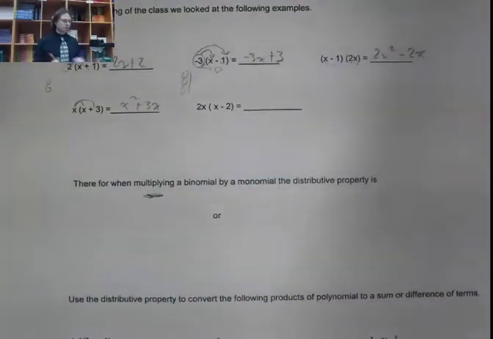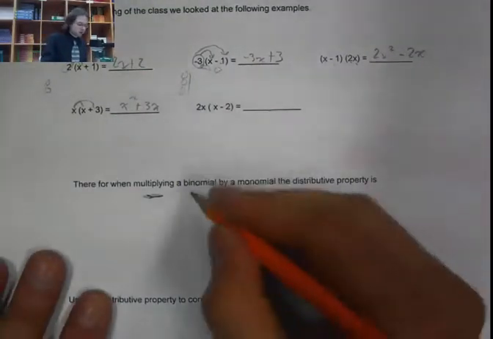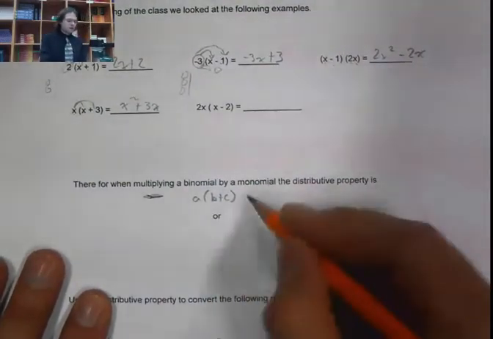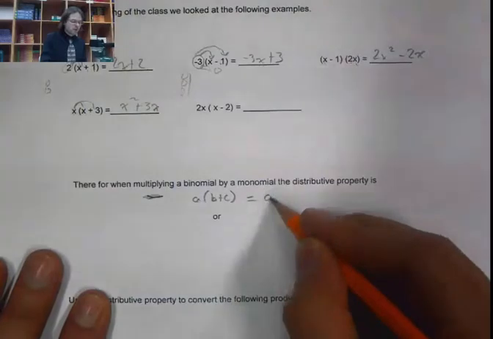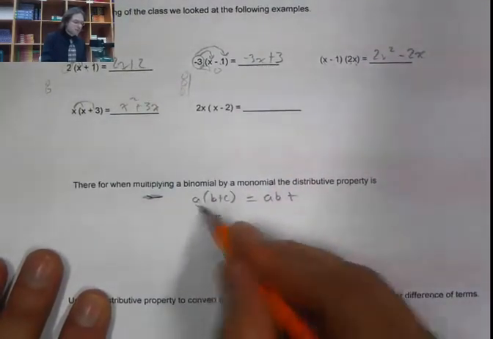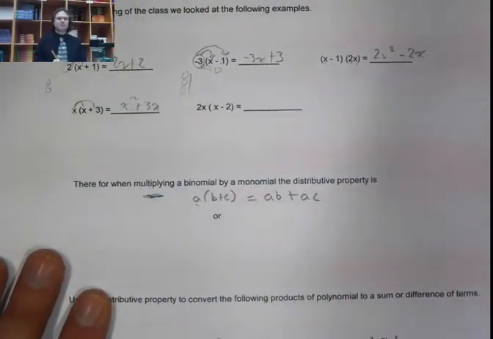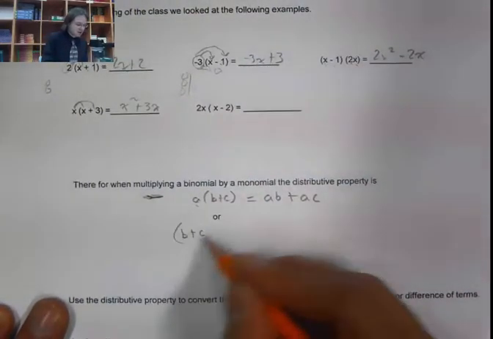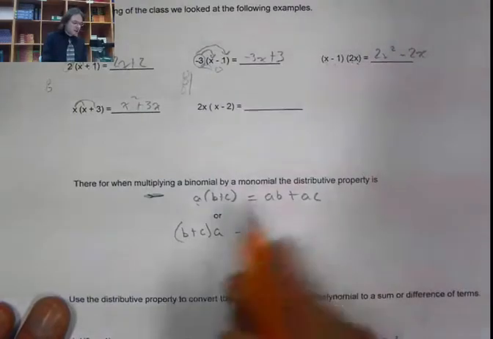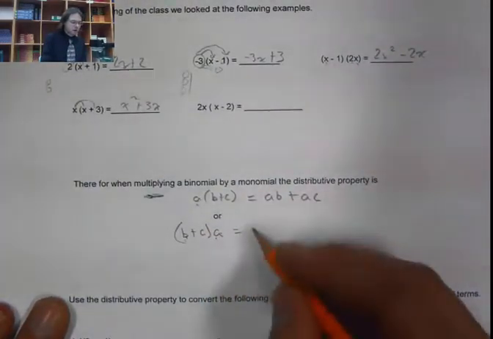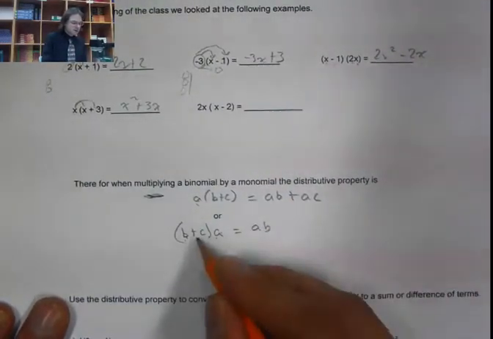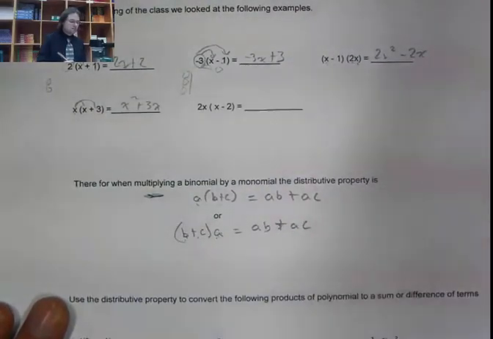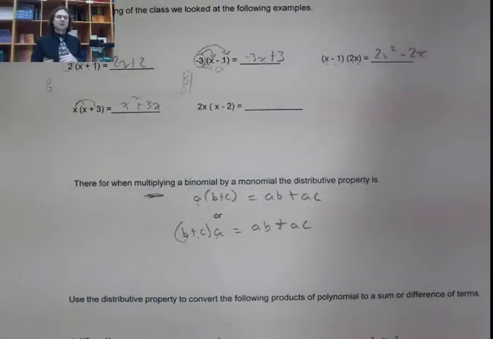So now let's make a rule for this distributive property. If I have a multiplied by b plus c, this is going to end up giving me a must be multiplied by b, so ab, plus, and a must be multiplied by c, ac. Okay? Or, if I go this way, b plus c multiplied by a, b must be multiplied by a, so I get ab, and c must be multiplied by a, which would give me plus ac. So they are essentially the same thing.